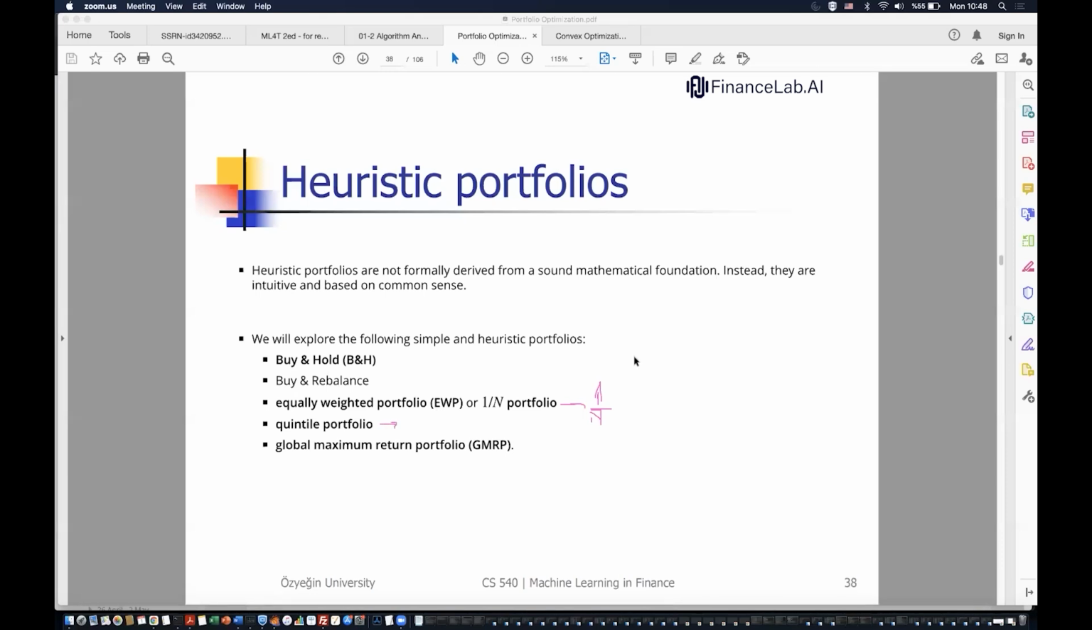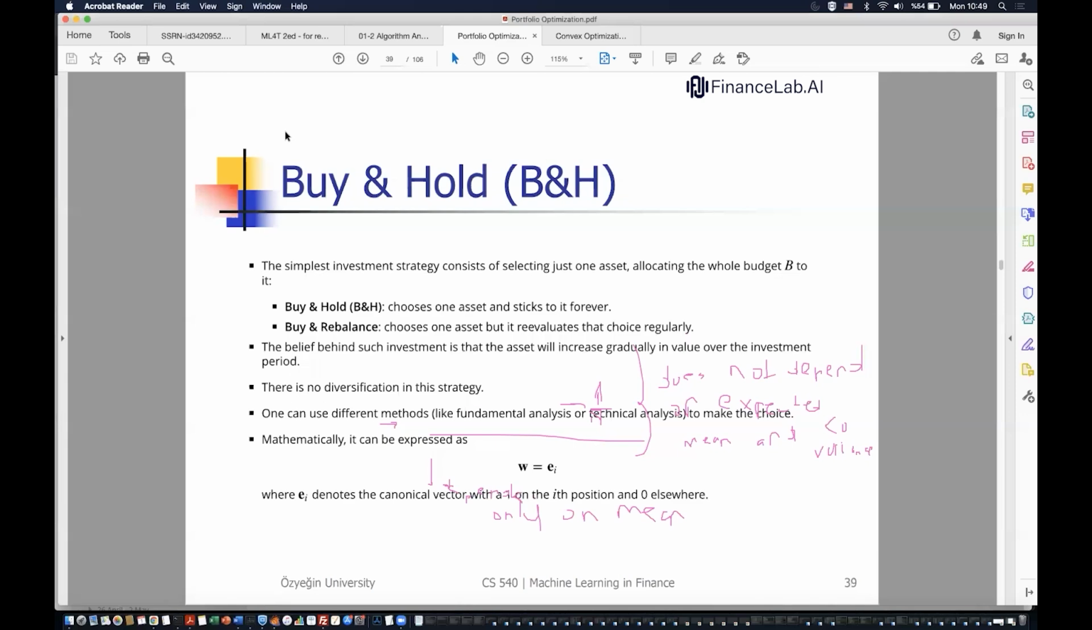These four of them don't depend on expected mean. And the global maximum return portfolio depends only on the mean, and doesn't depend on covariance. Again, these are the heuristic portfolios, so they are less complicated than the portfolios that we use in practice. If you look into the buy and hold strategy, this is one of the simplest investment strategies because it just selects one asset and allocates the whole budget that we have to that asset.